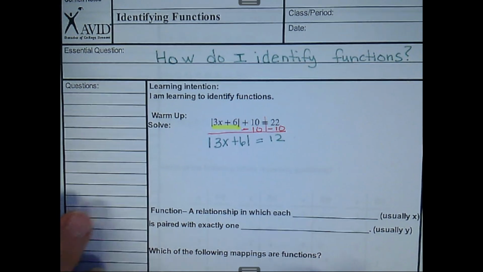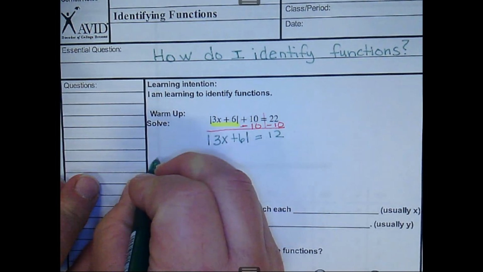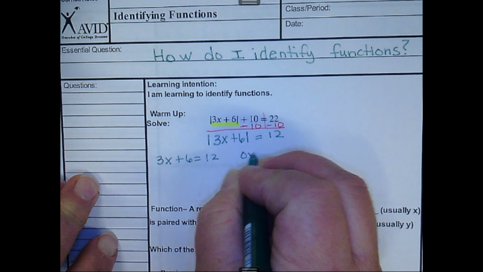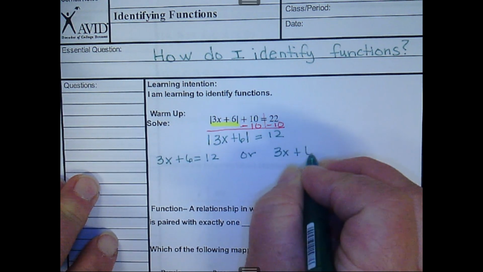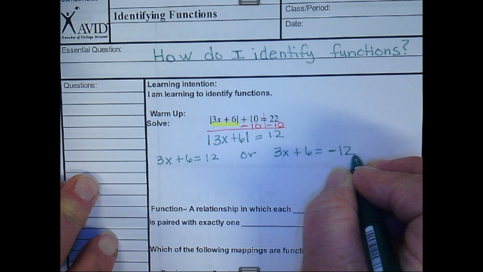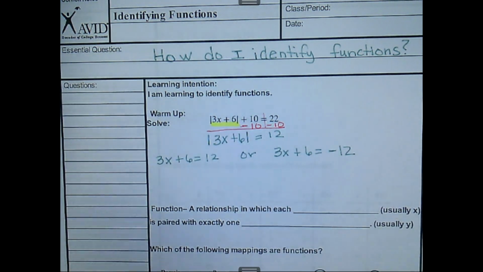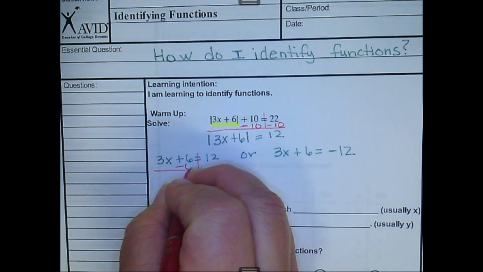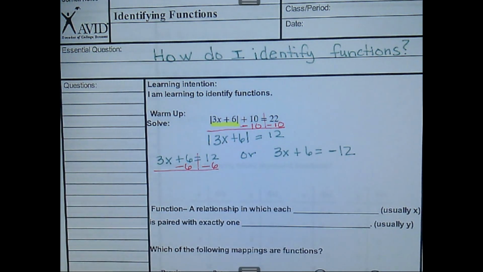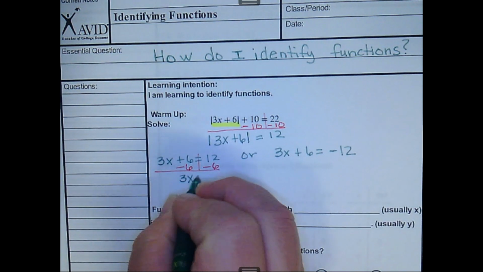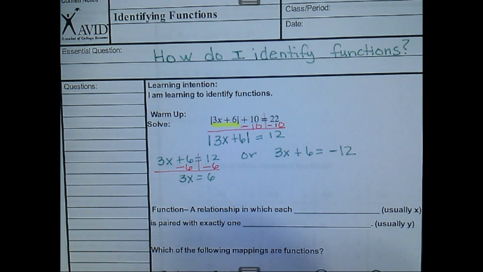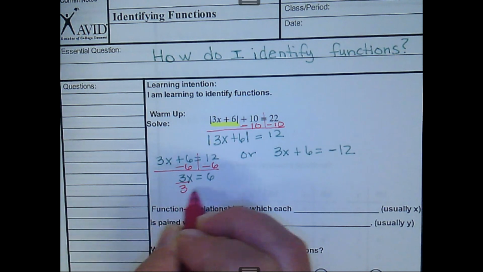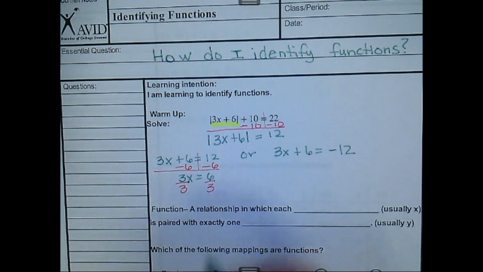Now I can solve. I know I have to set up the two equations: 3x plus 6 is equal to 12, or 3x plus 6 is equal to negative 12. Step 1: I've got to get the 3x by itself, so I subtract 6 from both sides. 3x is equal to 6. 3 times x, the opposite of multiplication is to divide, and x is equal to 2.